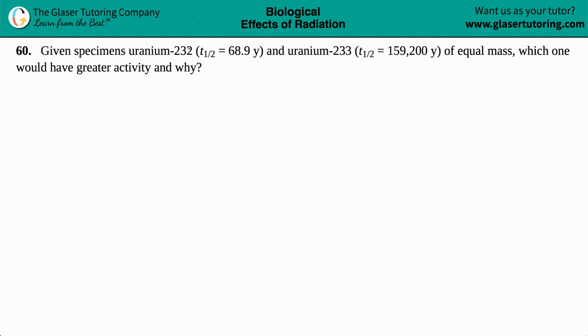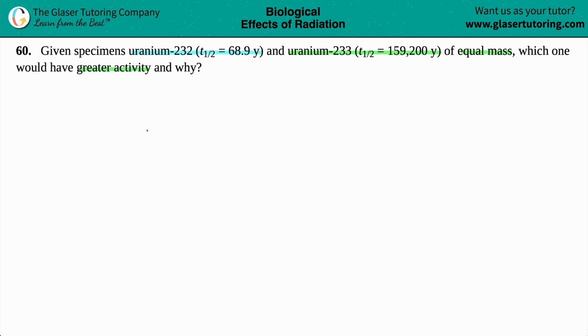Number 60. Given specimens uranium-232, which has a half-life of 68.9 years, and uranium-233, which has a half-life of 159,200 years, of equal mass, which one would have a greater activity and why?